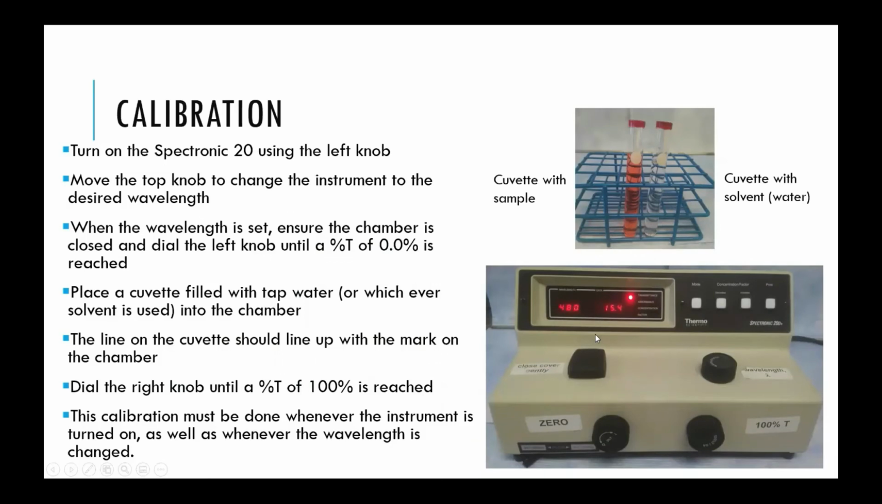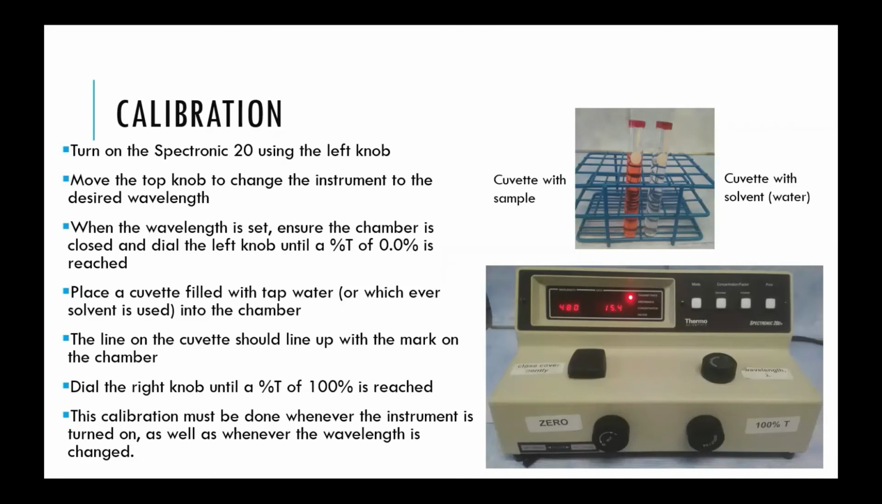To calibrate a Spectronic 20, this needs to be done each time you turn it on, as well as every time you change the wavelength of light that's being used. So you'd first turn on the instrument using the left knob and adjust it to the appropriate wavelength that you're going to be using. Make sure there is nothing in the sample holder and that the sample holder is closed. You can then use the left-hand knob to dial to a percent transmittance of 0, and then place in your solvent. Typically, this is water, but in other situations, it could be whichever type of solvent you're using to dissolve or dilute your particular sample.